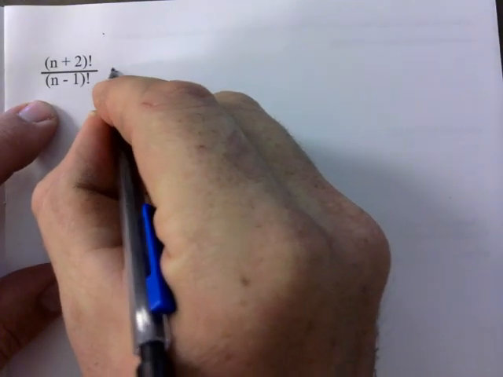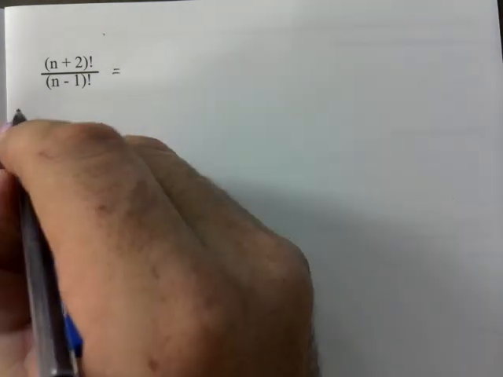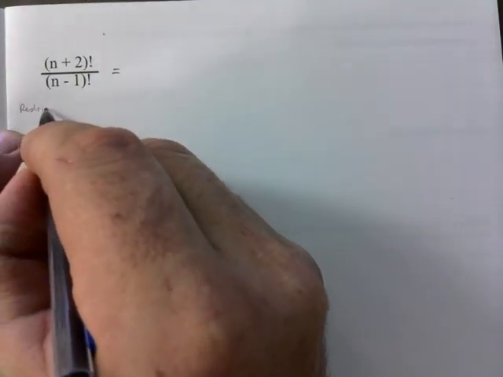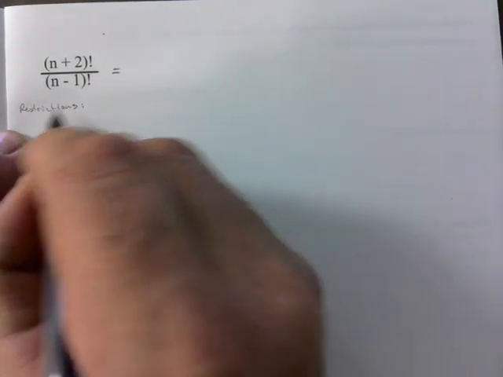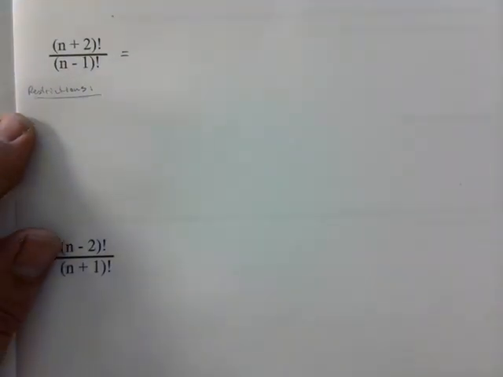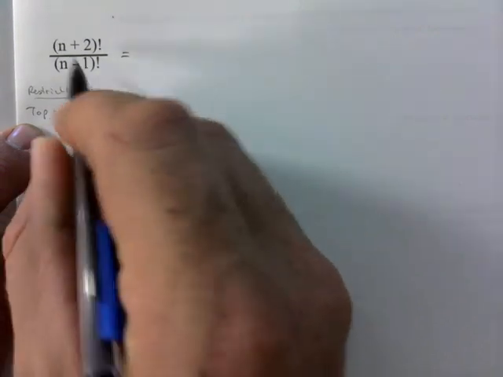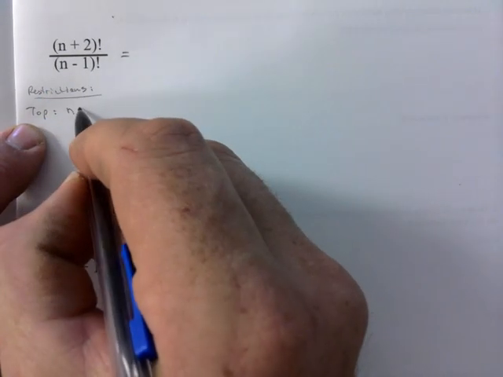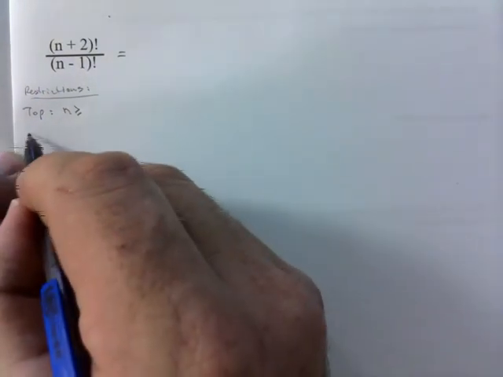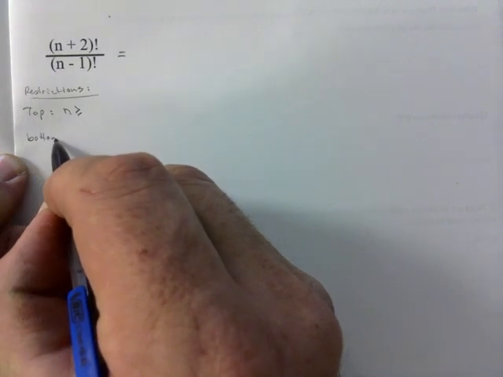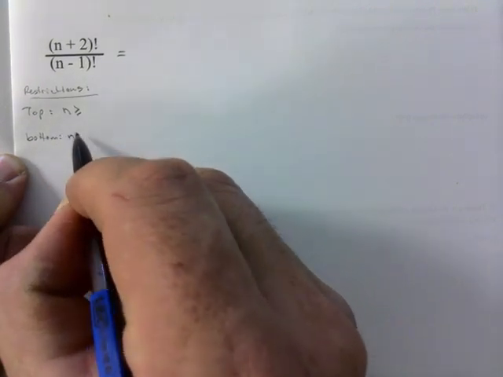So let's go here. First thing is restrictions. State them right away. Don't wait, because a lot of students forget that. I can't give you full marks if you forget. At the top, you have n has to be greater than or equal to. Bottom, n has to be greater than or equal to. Like, that's almost a given.